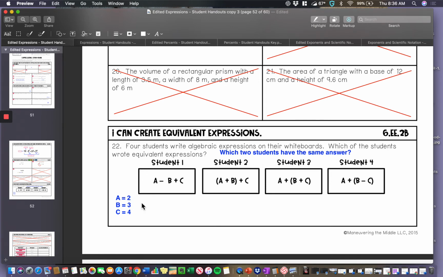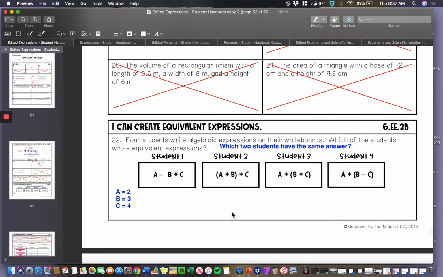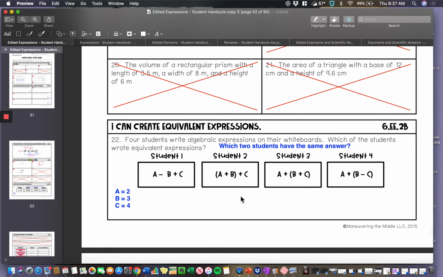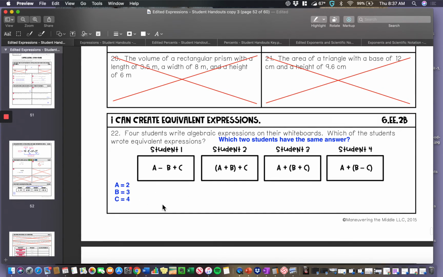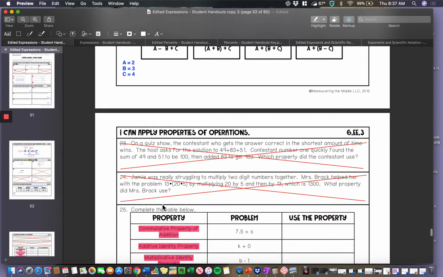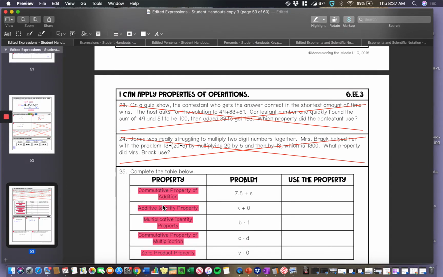So you can plug in 2 for A, 3 for B, and 4 for C. Replace those with numbers, and whichever 2 students have the same answer will be the same 2 students who have equivalent expressions. So just find the 2 students who have the same answer after you replace A with 2, B with 3, and C with 4. So you're just going to solve those problems, and then write who has the same answer.